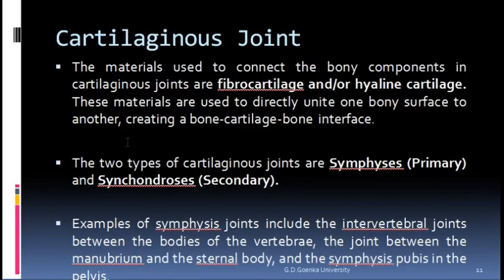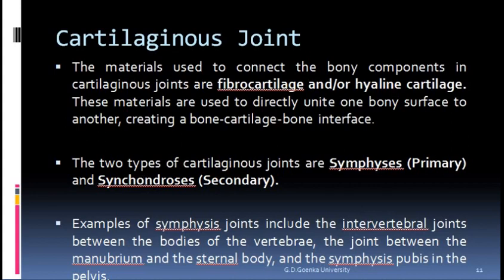Coming to the cartilaginous joint, the materials used to connect the bony components in cartilaginous joints are fibrocartilage or hyaline cartilage. These materials are used to directly unite one bony surface to another, creating a bone-cartilage-bone interface. It means between two bones there will be a cartilage. The two types of cartilaginous joints are symphysis and synchondrosis. Symphysis joints are also termed primary joints, and synchondrosis joints are termed secondary joints.